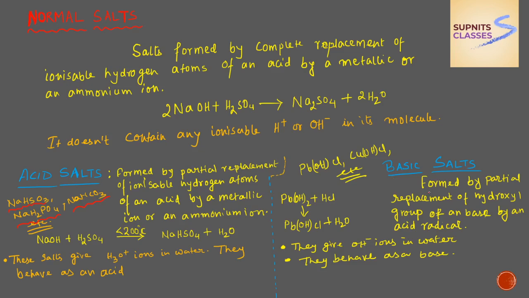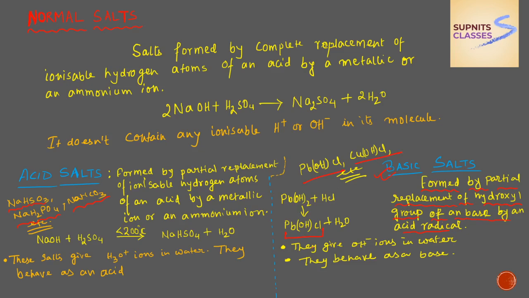What will be the basic salts? They are formed by partial replacement of the hydroxyl group of a base by an acid radical. Let's show this: Pb(OH)2, if you react it with HCl, at first this Cl, the acid radical, replaces one of the OH and forms Pb(OH)Cl, and after that it may form PbCl2. But first of all, this compound gets formed, and this is called basic lead chloride. This is definitely a basic salt. There can be other basic salts like Cu(OH)Cl also.